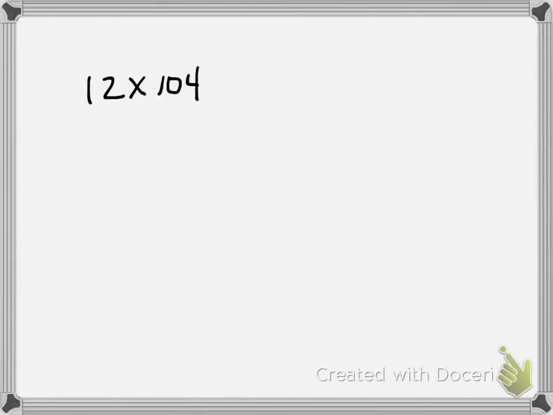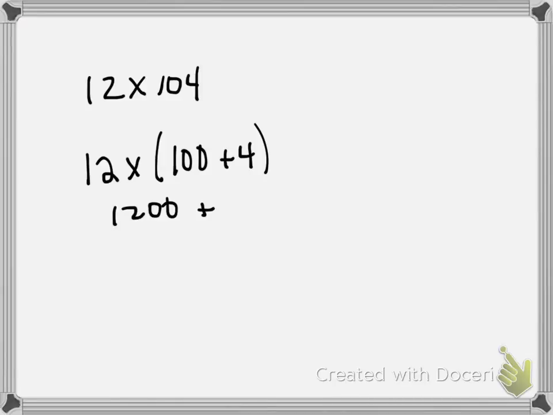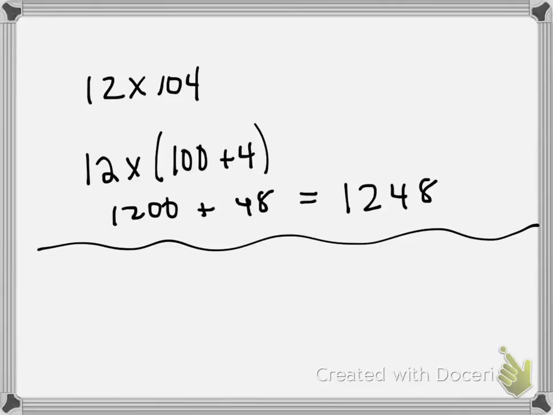Okay? Now if you have something like this, 12 times 104, there's lots of ways to do it, and so you might choose to do a different way, and that's okay. But I think what I would do, we'll do it both ways. My first instinct is to take 100 plus 4. So then I know that 12 times 100 is 1200, and 12 times 4 is 48, so I know my answer is 1248.